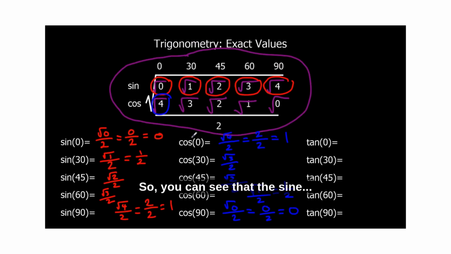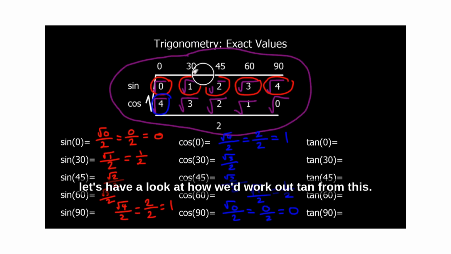So you can see that as sine goes up, we've got 0 here. Sine 0 is the same as cos 90. Sine 30 is the same as cos 60. Sine 45 is the same as cos 45, and they kind of reverse order.